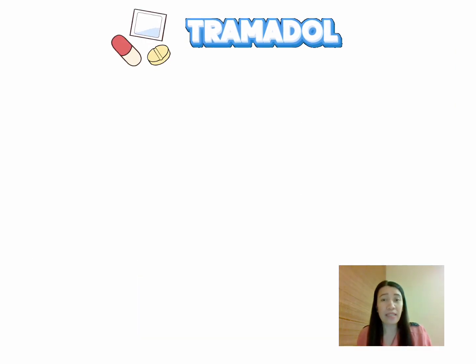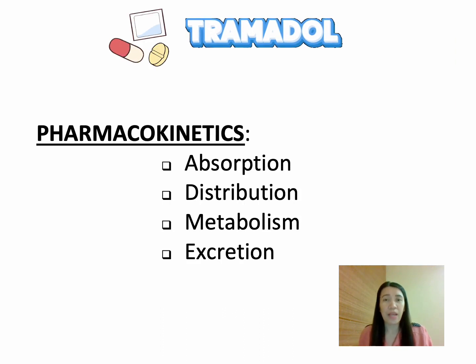Now let's discuss its pharmacokinetics. After oral administration, tramadol is rapidly absorbed from the GI tract. Its peak concentration for immediate release is approximately 1 to 2 hours. It can cross the blood-brain barrier, allowing it to exert its analgesic effects in the CNS. Tramadol undergoes extensive hepatic metabolism primarily in the liver, and its metabolites are mainly excreted through the kidneys.